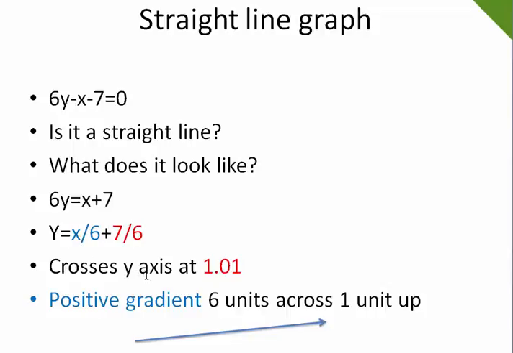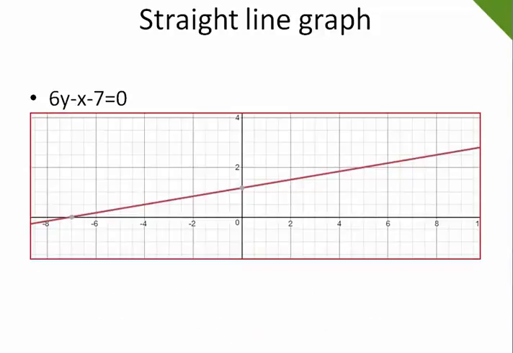It crosses the y-axis at about 1.17, which is 7 over 6. And it's got a positive gradient, 6 units across, 1 unit up, which is going to look a little bit like this blue line. When we draw it, this is the line we get.